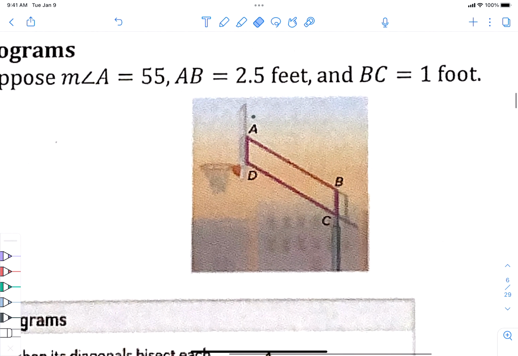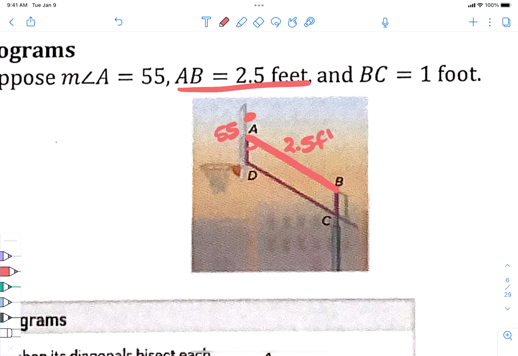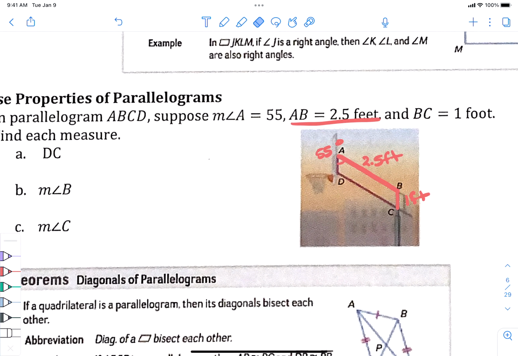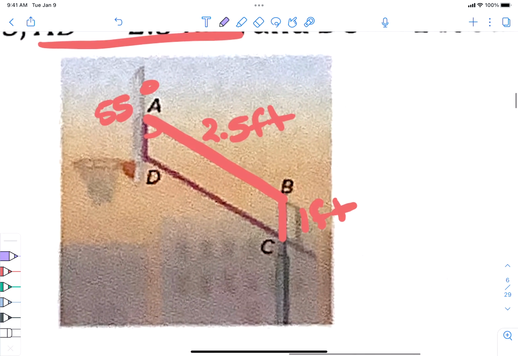And they say, suppose the measure of angle A is 55 degrees. So we have an angle that's 55 degrees. Then we have AB is 2.5 feet. Make sure that you're distinguishing between which ones are angles, which ones are sides. AB is a side. So they're saying that this side right here is 2.5 feet. And they're saying BC, which is another side, is 1 foot. Okay, and they're saying that this is a parallelogram, in fact, and they want us to solve some things over here. So they want us to figure out what DC is, the length of DC.